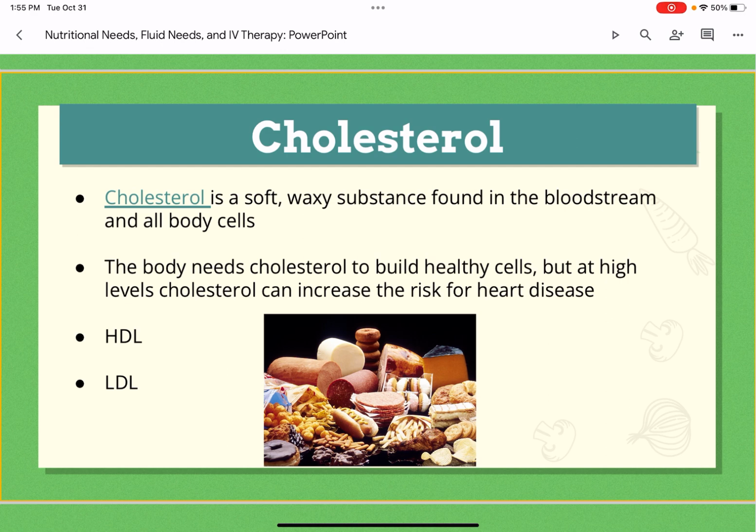Low-density lipoprotein, or LDL cholesterol, is sometimes called bad cholesterol. It makes up most of the body's cholesterol. High levels of LDL increase the risk for heart disease and stroke.